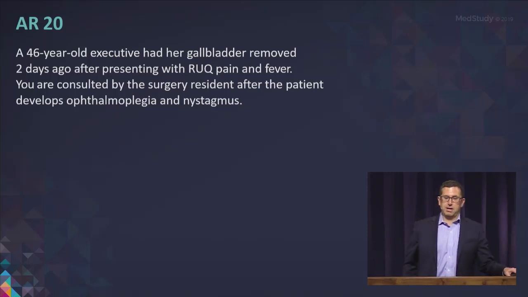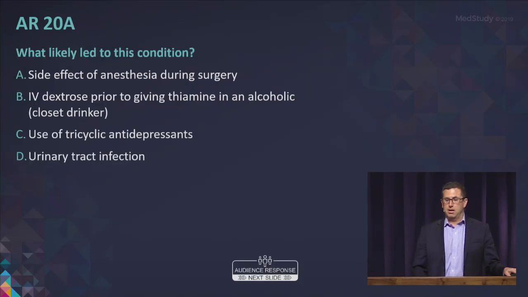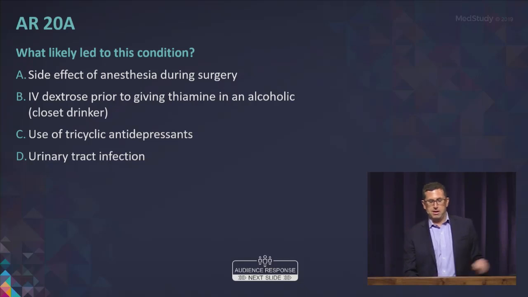This is a quick question, last question. A 46-year-old executive had her gallbladder removed 2 days ago. After presenting with right upper quadrant pain and fever, you're consulted by the surgery resident after the patient develops ophthalmoplegia and nystagmus. What likely led to this condition? Side effect of anesthesia during surgery, IV dextrose prior to giving thiamine in an alcoholic, use of tricyclic antidepressants, or urinary tract infection.